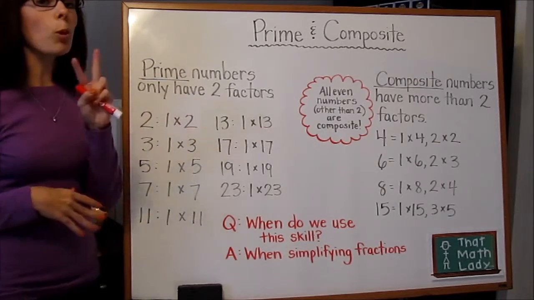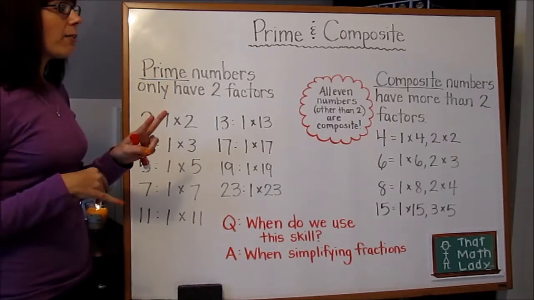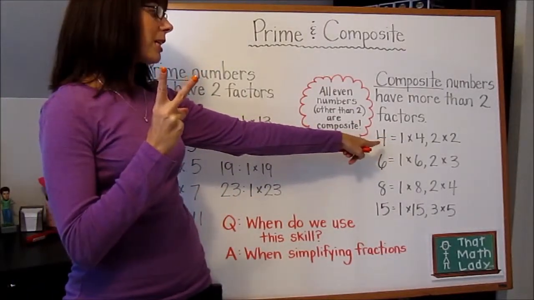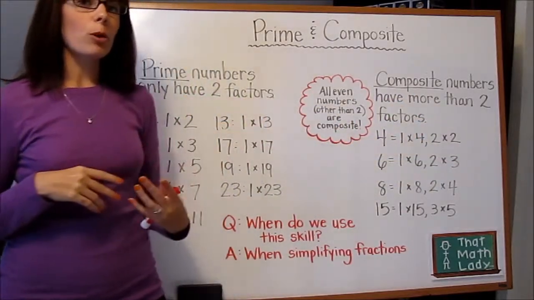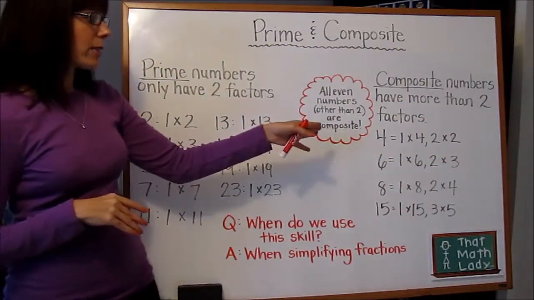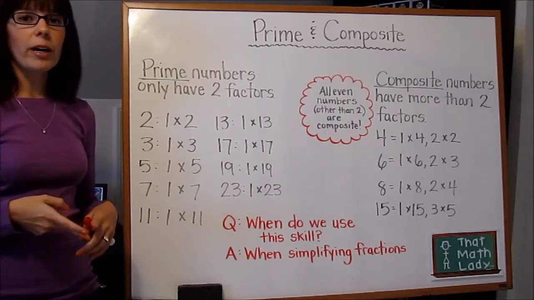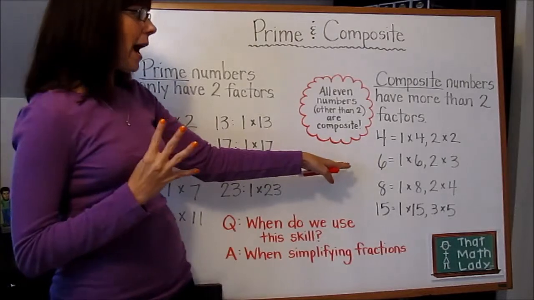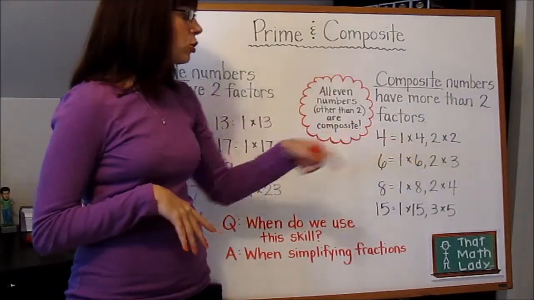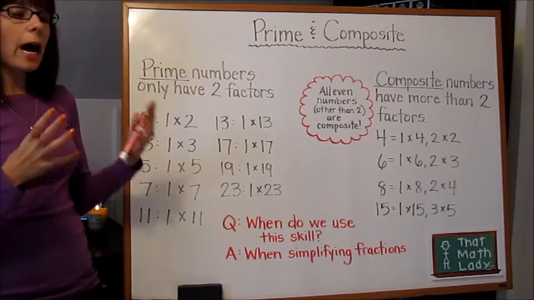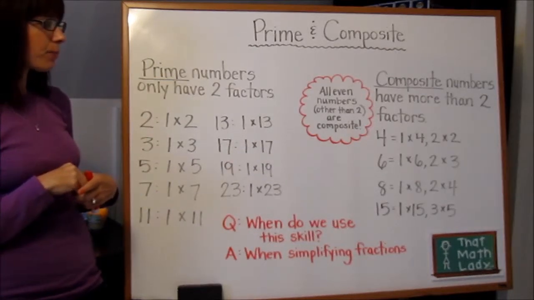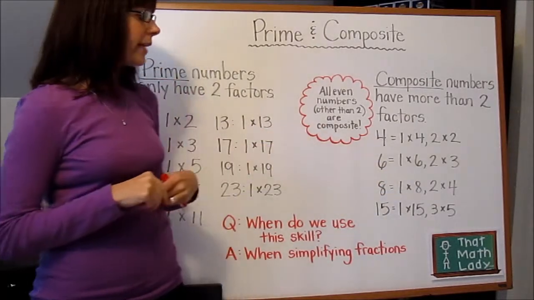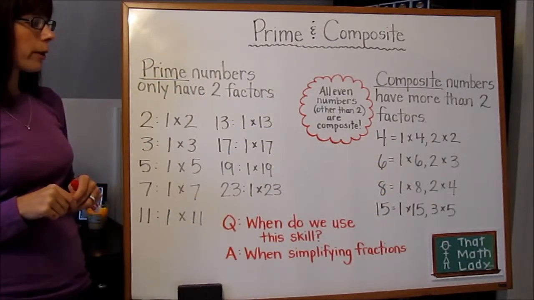Composite numbers have more than 2 factors. So they have the number itself times 1 as 2 factors, and then there's at least one other number that you can multiply to get it. So 4, for example, has the factors 1, 4, and 2, because 2 times 2 is 4. 6 has 4 factors, 1, 6, 2, and 3, because there's different combinations that you can multiply to get 6. The number 8 has 4 factors as well, 1, 8, 2, and 4.